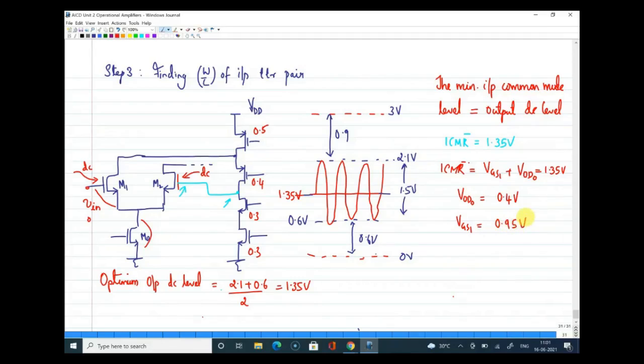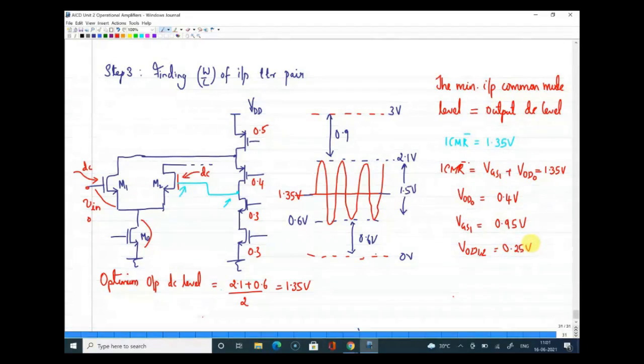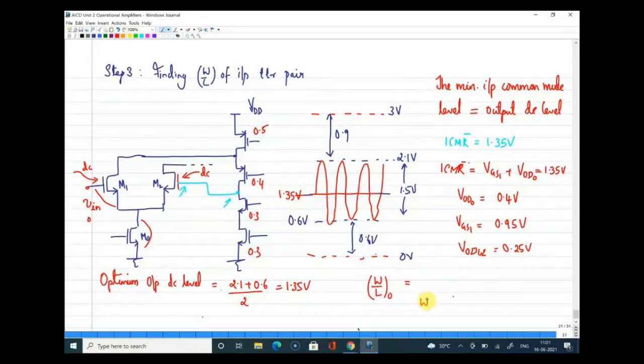Now with that, VGS is 0.95. I can say the overdrive voltage of 1 and 2, where we deduct the threshold from this, will be equal to 0.25. All right, so this is equal to 0.25 volt. Is this clear? If this is clear, you can go and find the transistor sizes, W by L of 0 and W by L of 1 and 2.